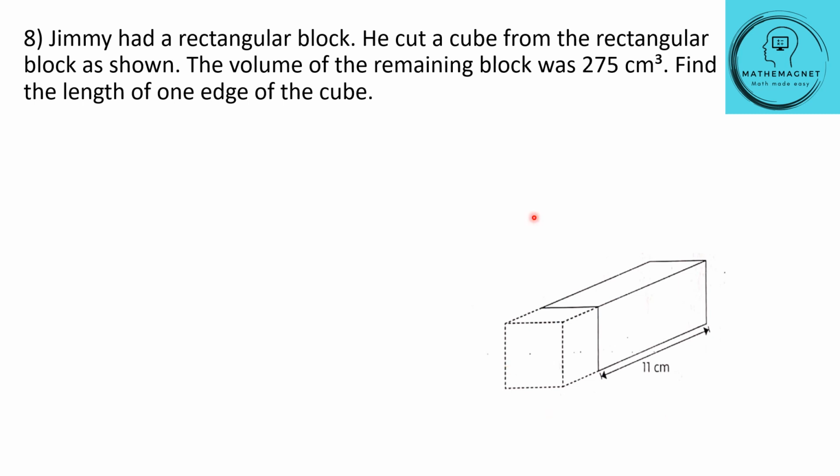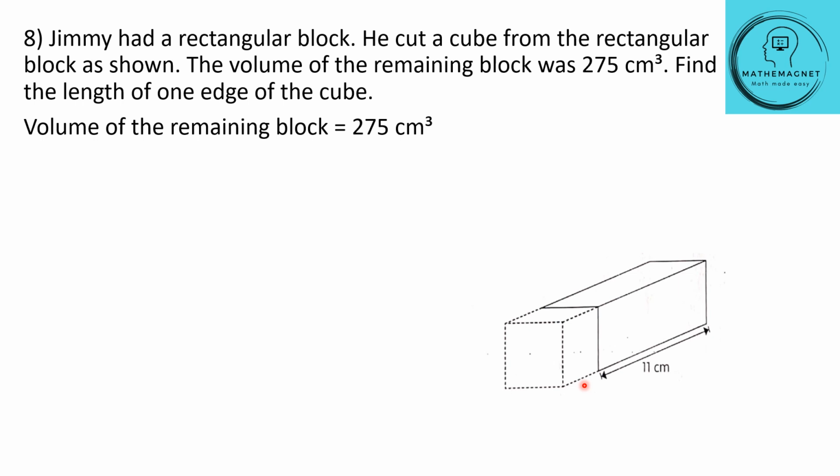Now this is a rectangular block that Jimmy had. He has cut this cube from the rectangular block. Now the volume of the remaining block, that is the remaining uncut block, is 275 centimeter cube and the length is 11 centimeter. Now they have asked us to find the length of this one edge of a cube. We know in the cube all the edges will measure the same. So for this cube we are asking the measurement of one edge.